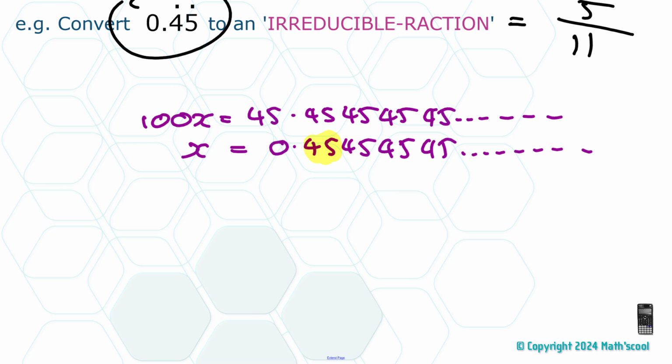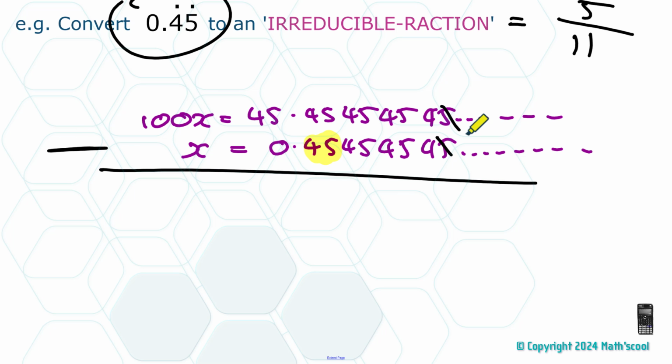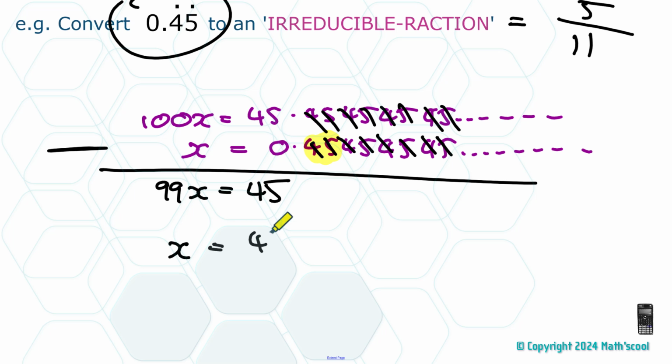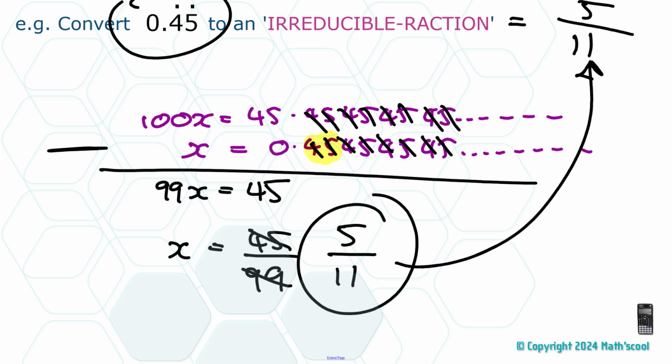And now, what I'm going to do is subtract them. And that's going to be really nice for this reason. When I subtract them, 5 subtract 5 is 0, 4 subtract 4 is 0, 0, 0, 0, 0, 0, 0, 0. And I'm just left with 45. And on this side, 100x minus x is 99x, so 99x is 45. And so x is 45 over 99. I just divided both sides by 99. And we can cancel that down, seeing as 9 goes into 45 5 times and 9 goes into 99 11 times. And so we get 5 out of 11, which is the same thing.